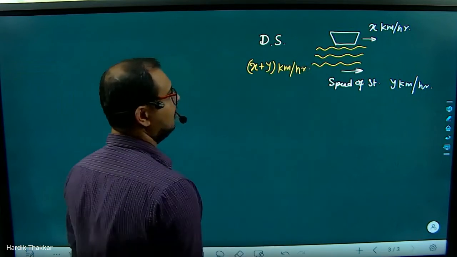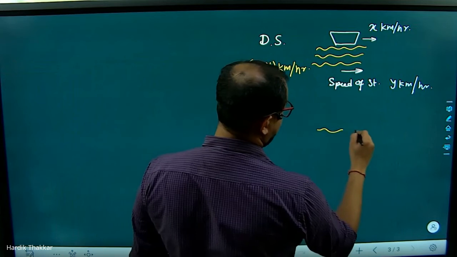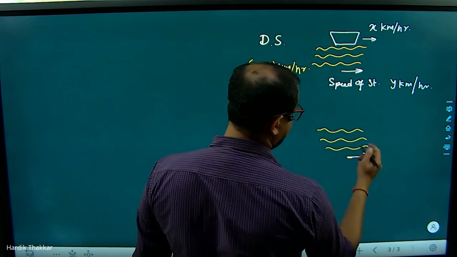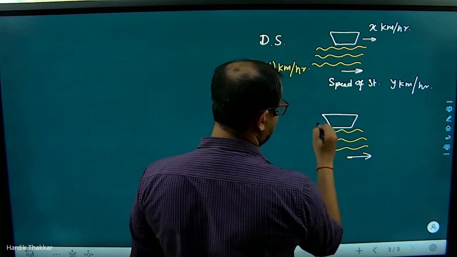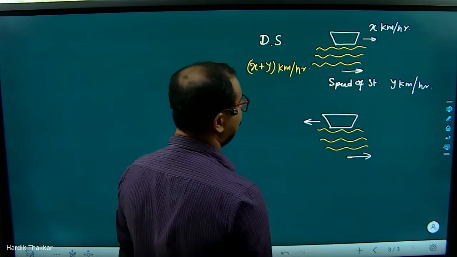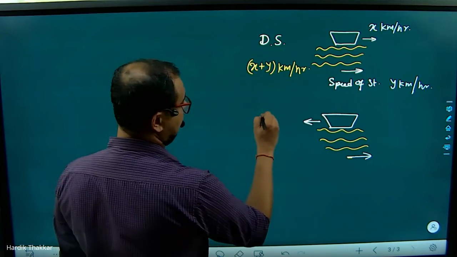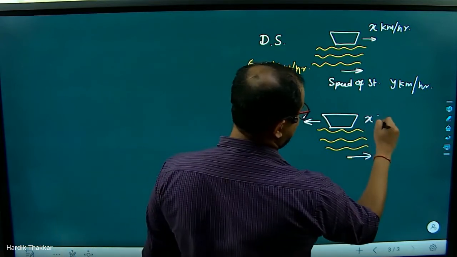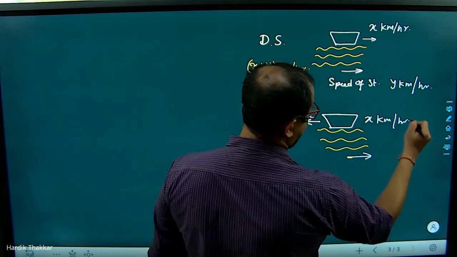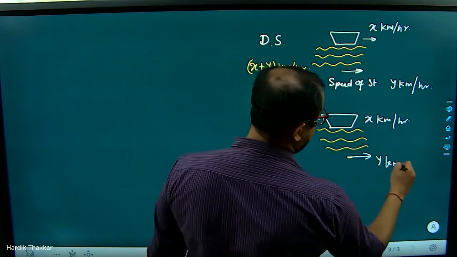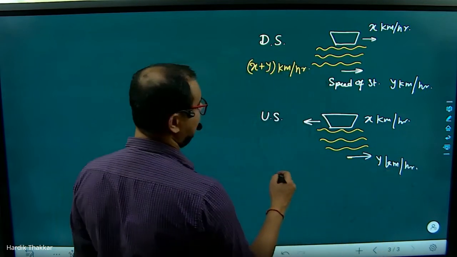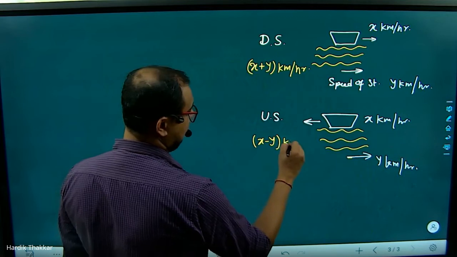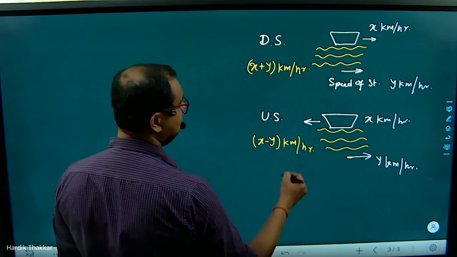Similarly, when the direction of stream and the direction of boat are different, this case is known as upstream, and in this case the effective speed of the boat will get reduced, and its effective speed will be x minus y kilometer per hour. So note down these things first.